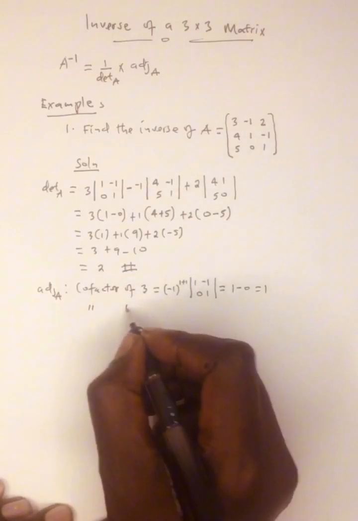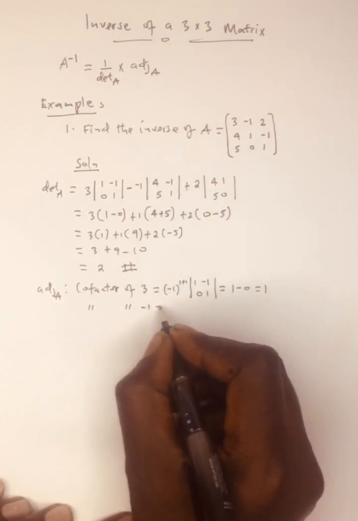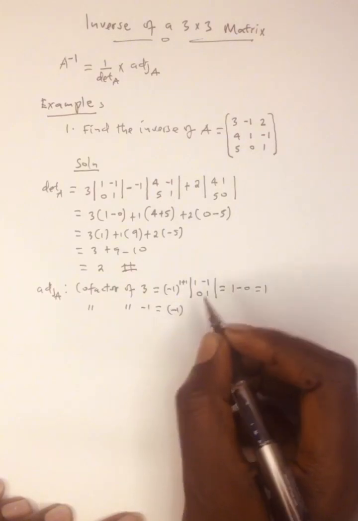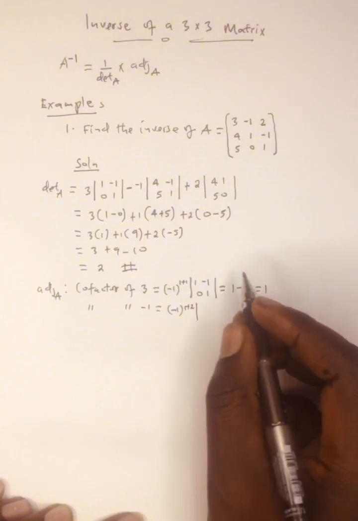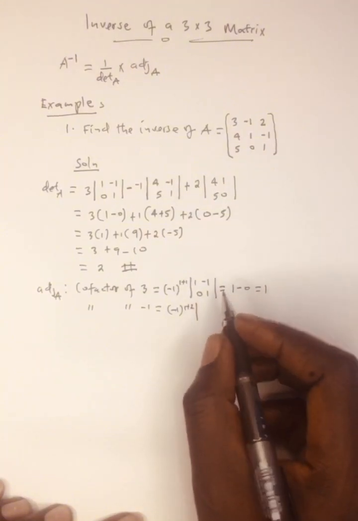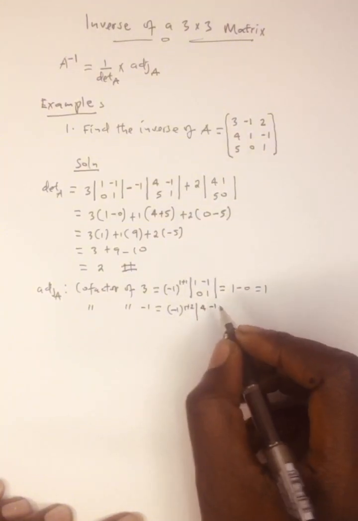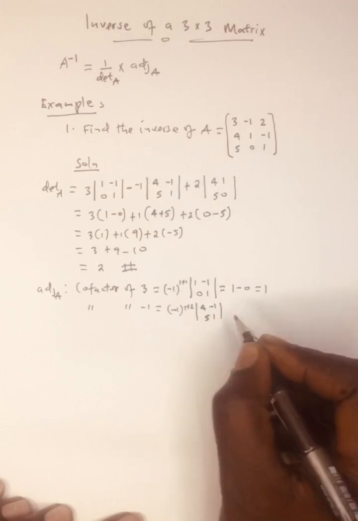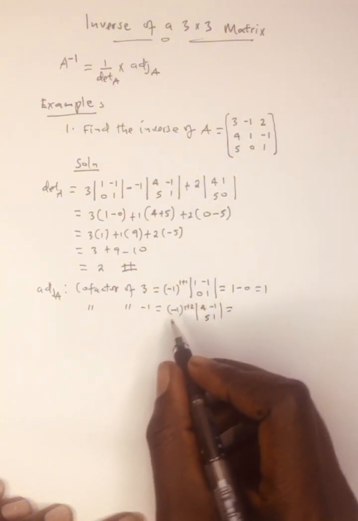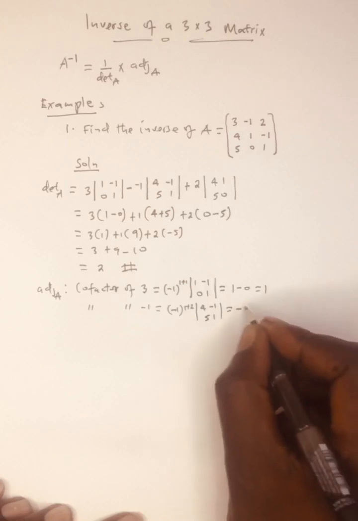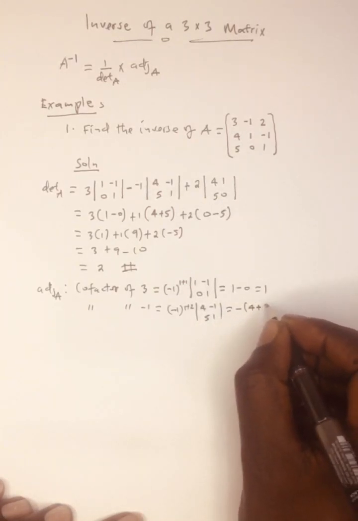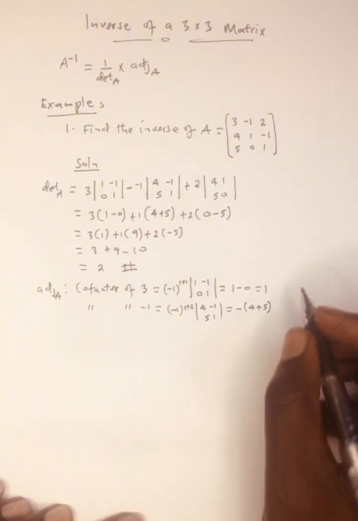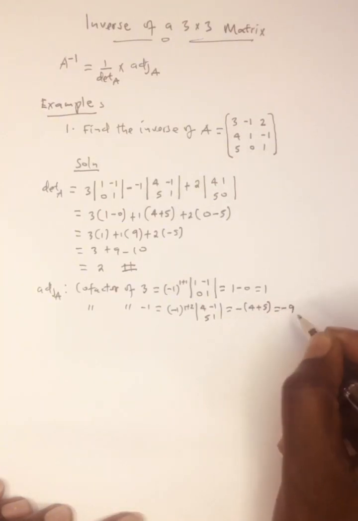Then you have the second element, which is negative 1. We're going to take negative 1. It is in row 1, column 2, so that is 1 plus 2. Then the small matrix that is left when you cover its row and column is 4, negative 1, 5, 1. So since this is odd, we have negative holding. So we have negative of 4 times 1 minus negative 5, which is just plus 5. So we have that to be negative 9.